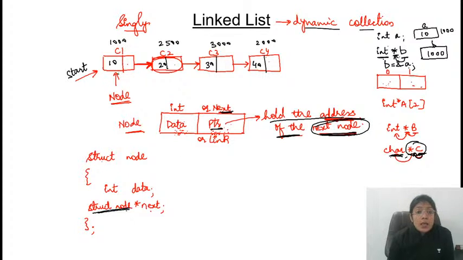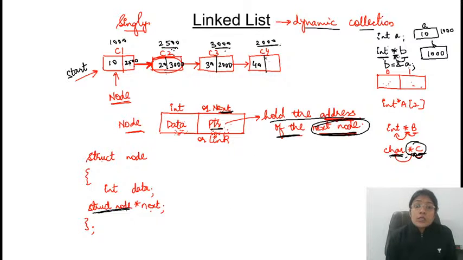Now, in this case, next will be holding what? Next will be holding the address of the next node. What is the address of the next node? That is 2500. So its pointer part, its next part, will be holding the address of the next node. Similarly here, C2's next will be holding the address of the next node. What is the address of the next node? That is 3000. So it will be storing 3000 in the next part. What will come in C3's next part? It is holding the address of the next node. The address is what? That is 2000. So it is holding the address of the next node.